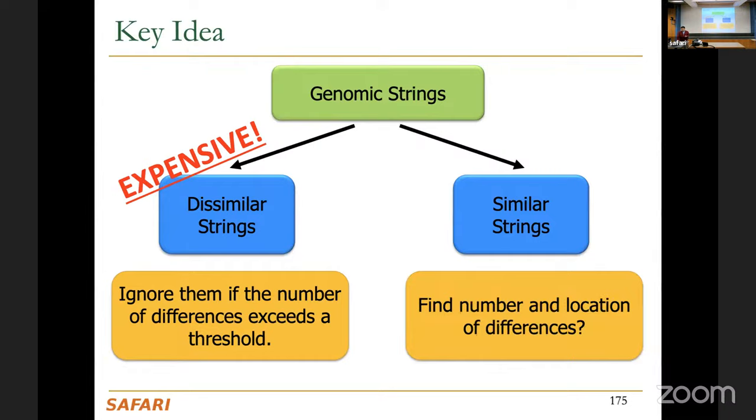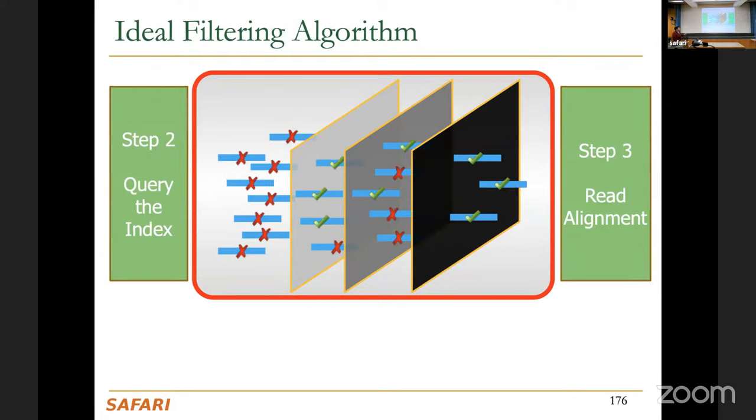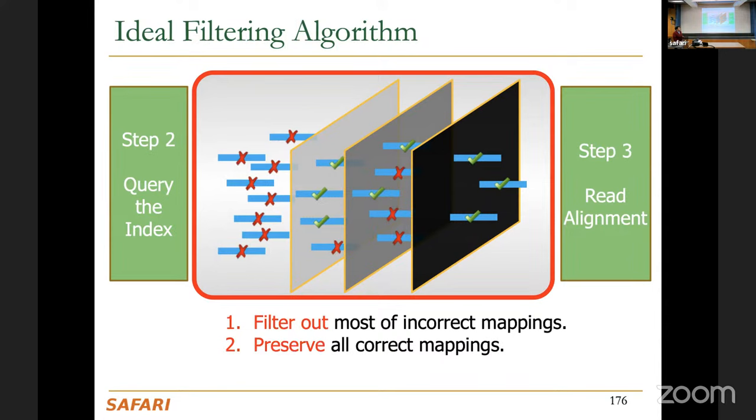Assume that we have the read and then we query the index or the hash table using that read. But after querying the index, rather than performing read alignment right after it, based on the regions that we find from the hash table, the idea is, can we filter some of these reads that we think, with very high confidence, are very dissimilar to the reference genome? Can we do it in a very cheap way, such that this entire process will be much cheaper than performing just these step two and step three? This is the goal of the filtering.